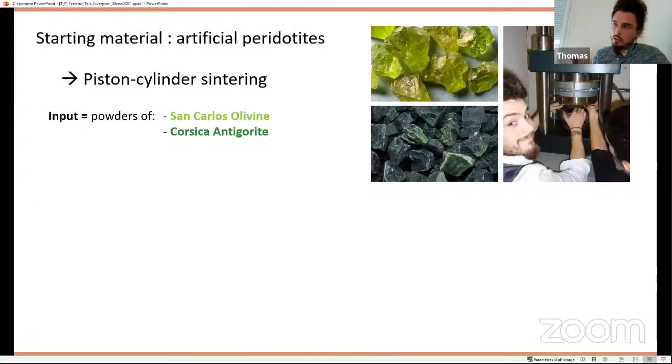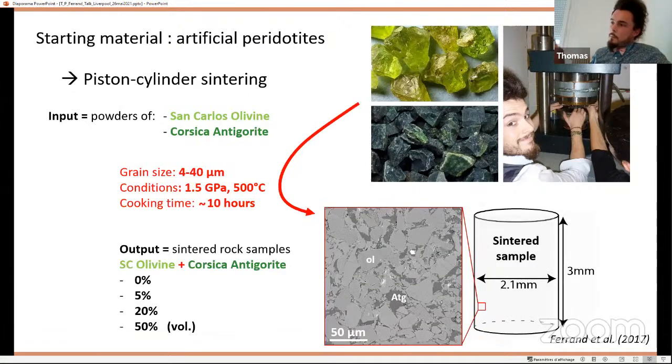So what I did during my PhD, I took San Carlos olivine and Corsica Antigorite. I used very fine powders, micrometric powders, and I cooked it during about 10 hours at 500 degrees and 1.5 GPa. And then I did different mixtures to get aggregates with Antigorite fraction between 0 and 50%. These samples made with a piston cylinder were 2.1 millimeter thick and the height of it was 3 millimeter.